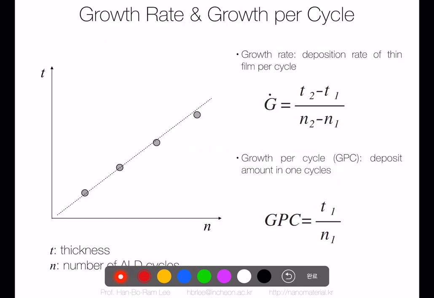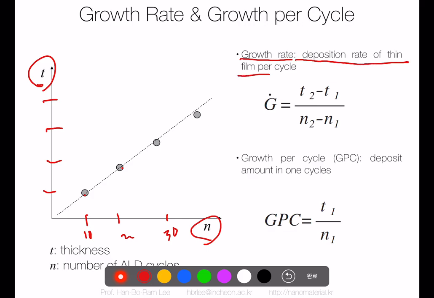So let me explain the growth rate and growth per cycle. As I explained in the previous pages, the ALD growth characteristic is almost linear. As the number of ALD cycles increases, this is the thickness of the ALD film. For example, you deposit 10 cycles, 20 cycles, 30 cycles, and you measure the thickness; it looks like that. The growth rate is a kinetic term: the deposition rate of the thin film per cycle.